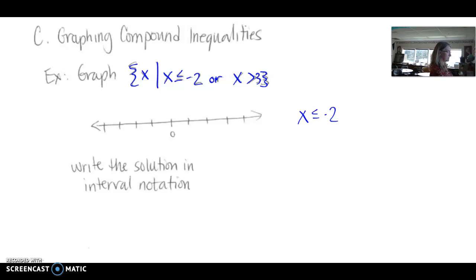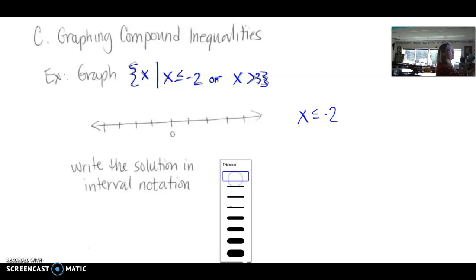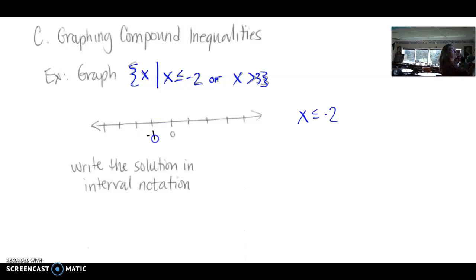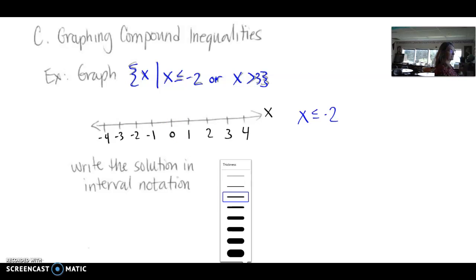So I'm going to put some numbers on this number line. I have the 0 there, but I want to make sure -2 shows up on my number line, which it will if I just go by ones here. And I can go, oh, yeah, that works. And I'm going to call this number line x because I'm graphing all the values of x on this number line. And then we're also going to write the solution in interval notation. So x is less than or equal to -2.